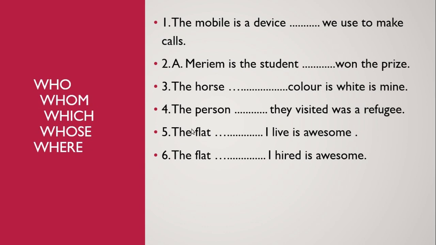Number 5 and number 6, attention. The flat I live is awesome. The flat I hired is awesome. So the flat I live, here we have the verb live, which is what makes me choose where. So the flat where I live is awesome. Number 6, the flat which I hired is awesome. So we're speaking about the flat as something, not as a place. Okay, that's it.